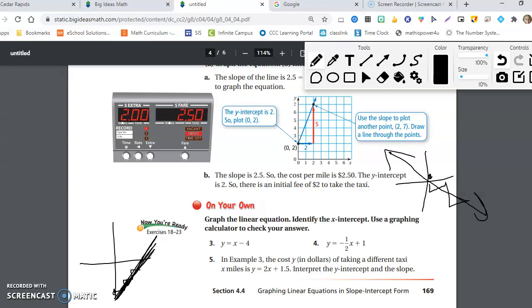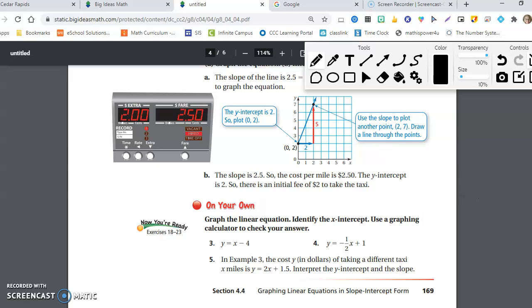Anyway, that is all you need to know about graphing using slope-intercept form. You just have to make sure that your equation is in slope-intercept form, y equals mx plus b, and you have to know that the number before x is your slope, and the number that you're adding or subtracting from x is your y-intercept. Thank you.